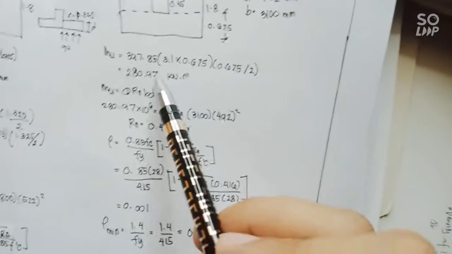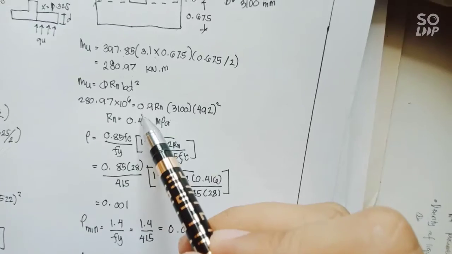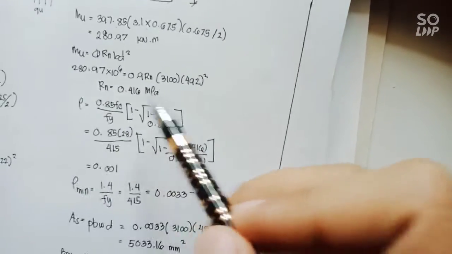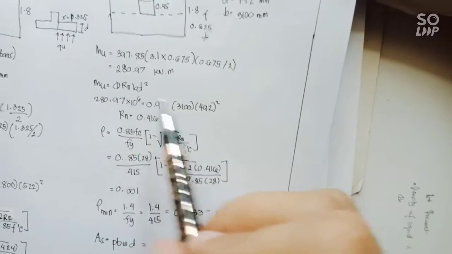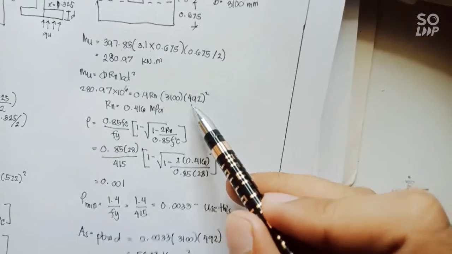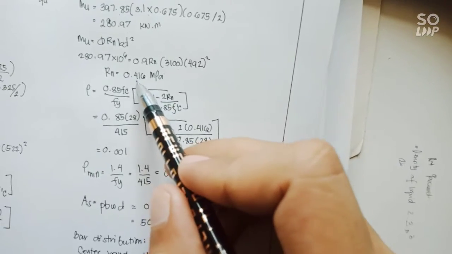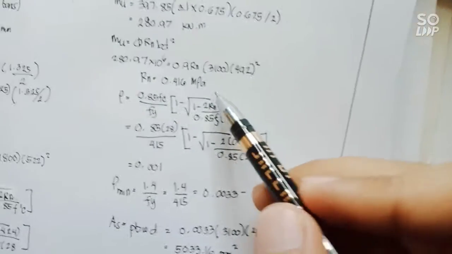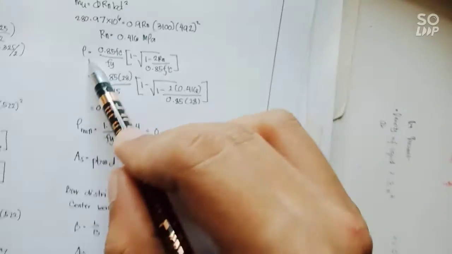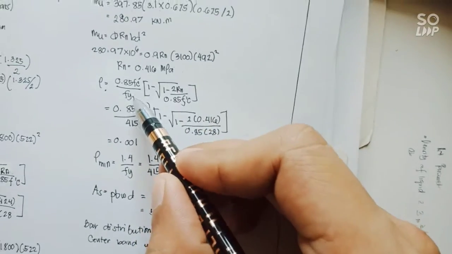Then we proceed in this equation. The Mu is equal to the correction factor times Rn times b times d squared. So substitute the 280.97 times 10 raised to the power of 6, equals the correction factor of 0.9 times Rn times the width, which is 3,100, times the d of 492 squared. So our Rn is equal to 0.416 megapascal.